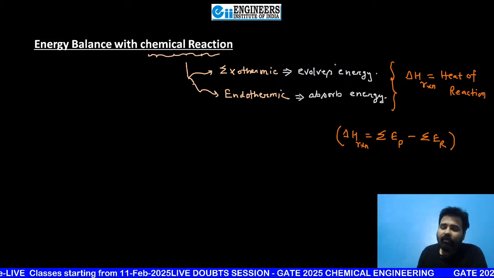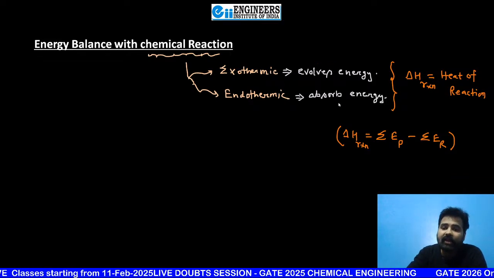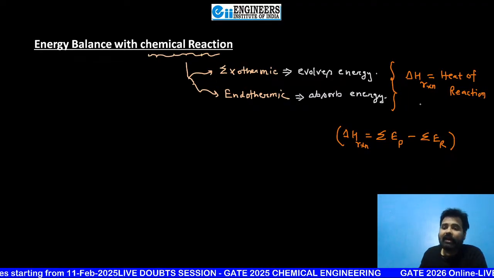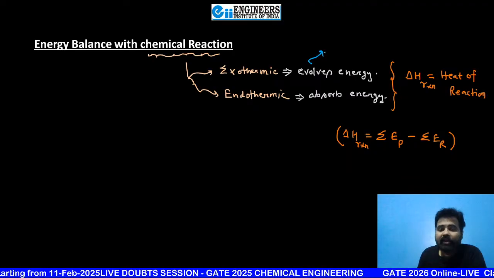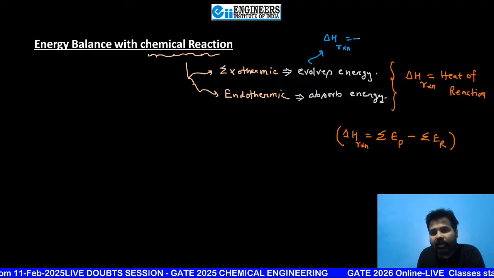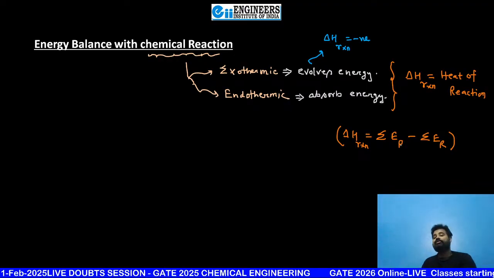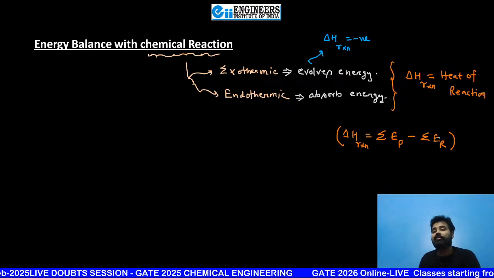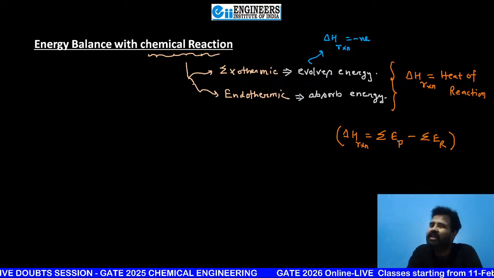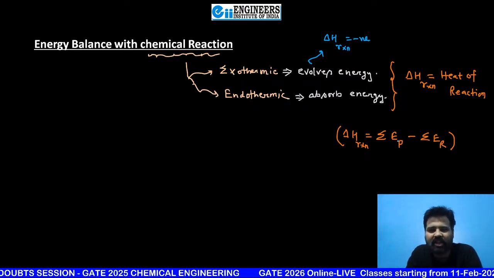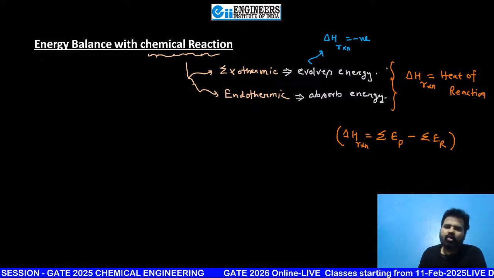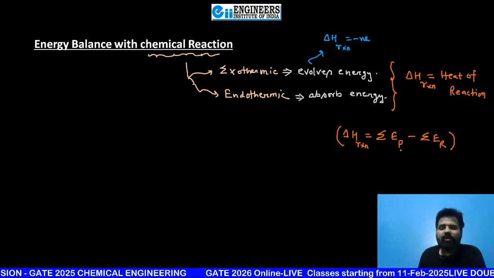If energy evolves, the sign of delta H of reaction is negative. Comparing the energy of products and the energy of reactants, the products have less energy. Since the reaction evolves energy, in order to get a negative delta H, definitely EP should be more than ER.